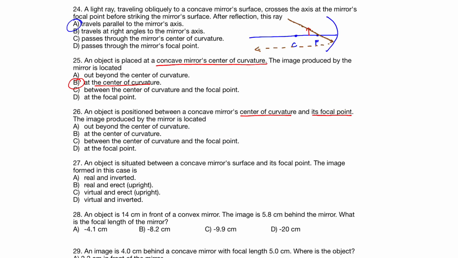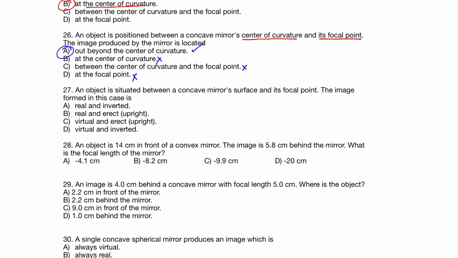So let's go back now with number 26. So for number 26, concave mirror, center of curvature, its focal point. The answer for number 26 is letter A, out beyond the center of curvature. Okay, this one is wrong. This one is wrong.